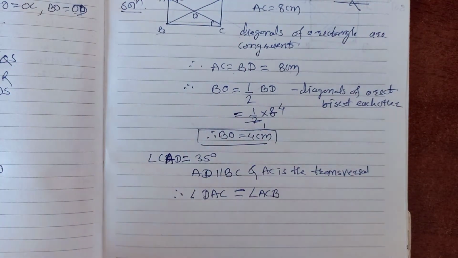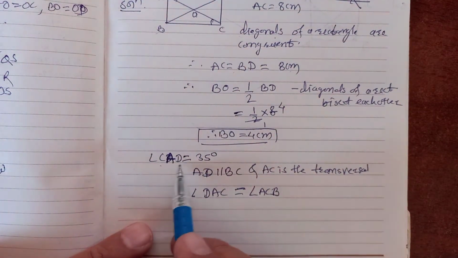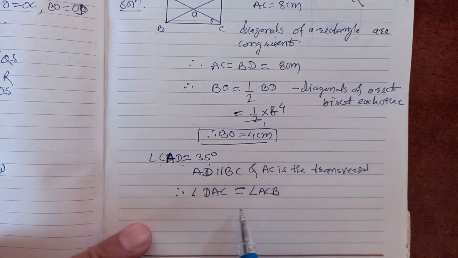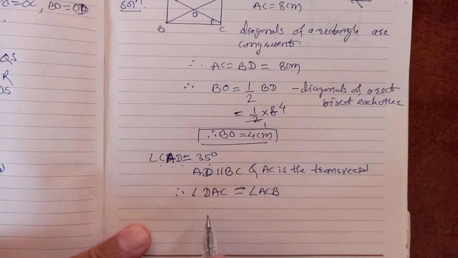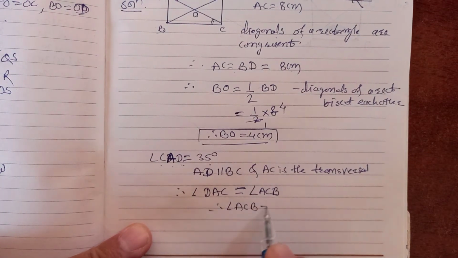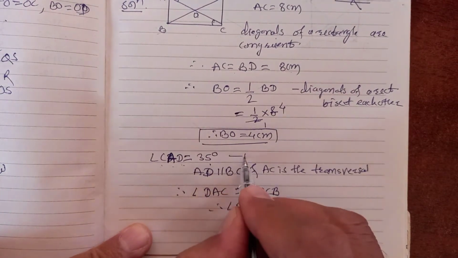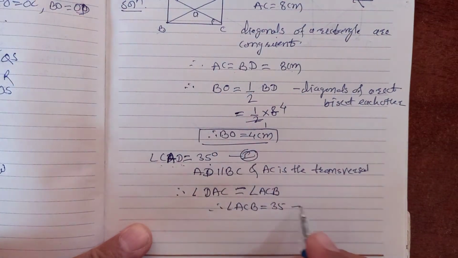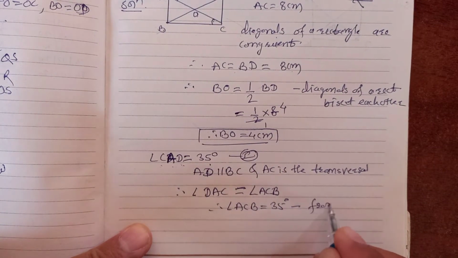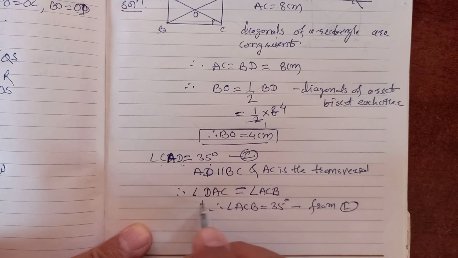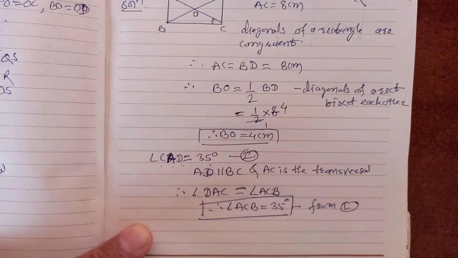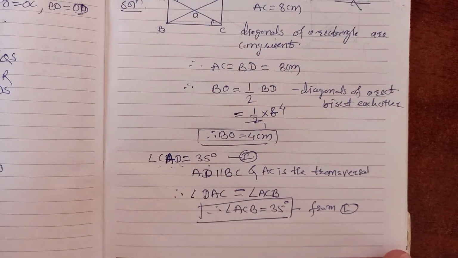So now here DAC, meaning CAD, is given. It is what? 35. So ACB is equal to 35. Therefore, angle ACB is equal to 35. Suppose this is first. Okay. 35 degree from first. We already use here this one, 35 degree. Okay. Now, your second question.